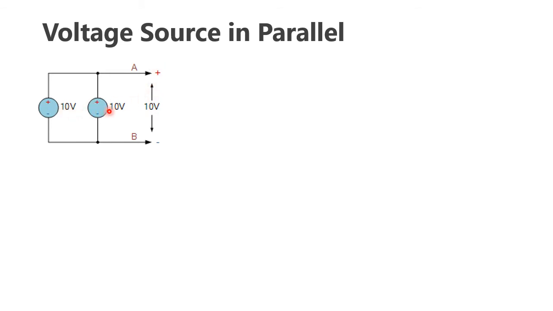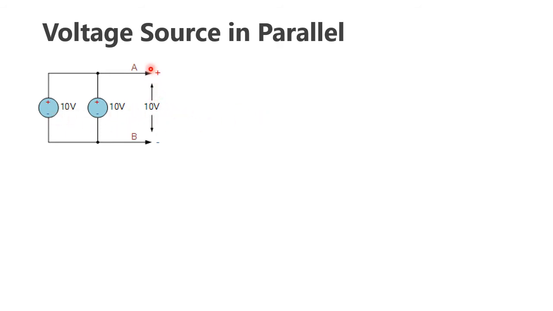So how many batteries are connected in parallel doesn't matter, but there should be one restriction. We have to connect only batteries of the same rated voltage. If we want to connect 10 volt batteries, then all the batteries should have the same voltage level. We cannot connect batteries of different voltages in parallel. I will explain this later.